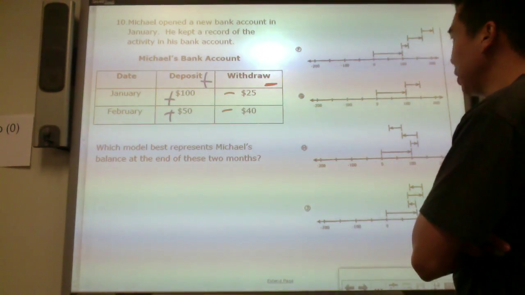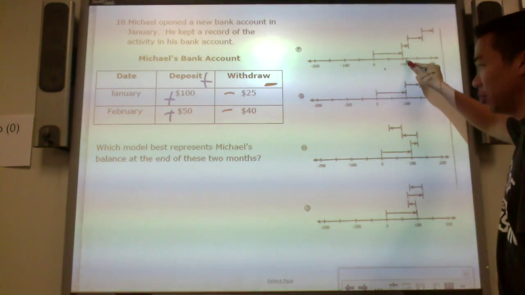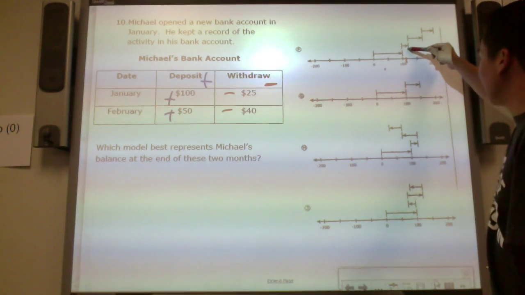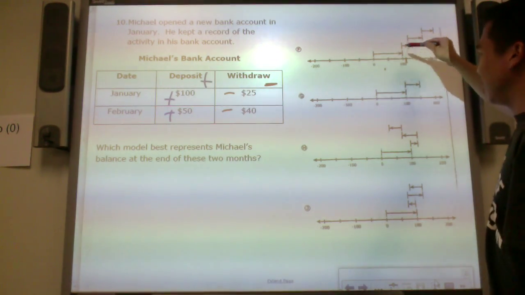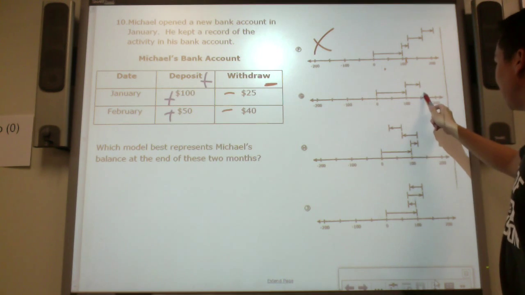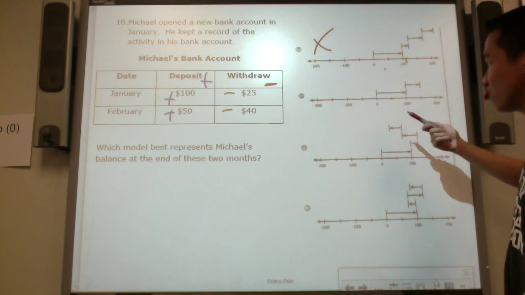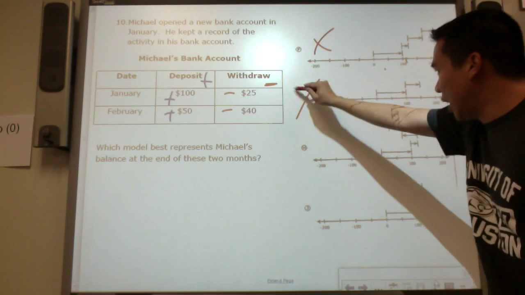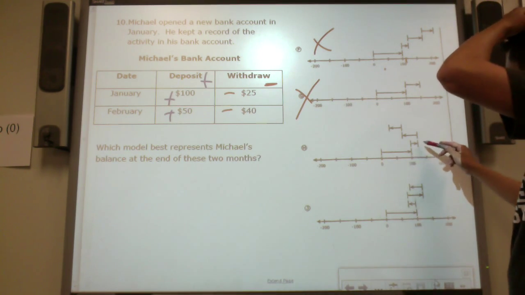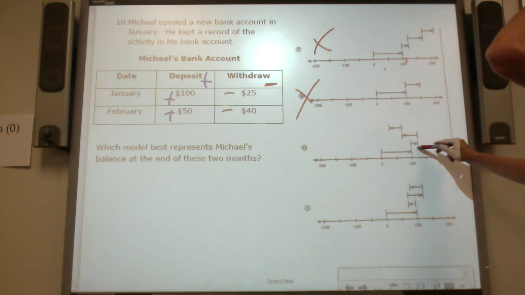So he starts at 0. He deposits $100, positive. Then he deposits 25, not F. He starts at 0. He deposits $100. He deposits $50. Isn't he supposed to take something out? Not G. He deposits $100. He deposits $50.